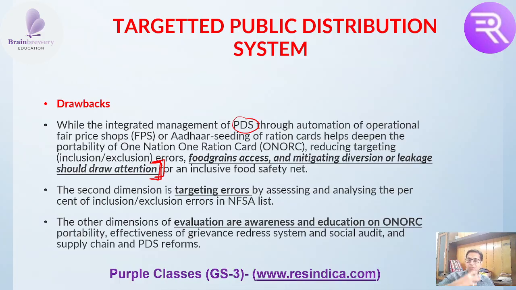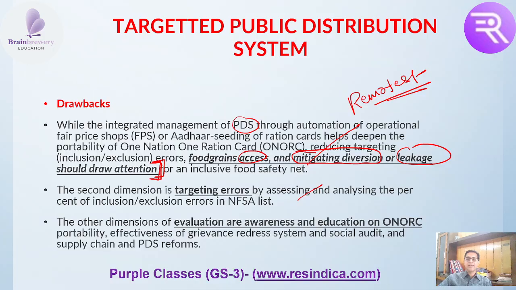We know we are moving ahead with one nation, one ration card, but still in the remotest places we have an issue of food grain access. We have an issue of migration and diversion, that people are migrating and leakages are still prevalent. Okay, then there is a targeting error. Targeting error means we are not exactly able to target who is in need and who is not in need.